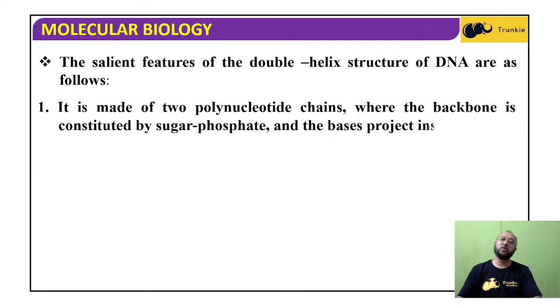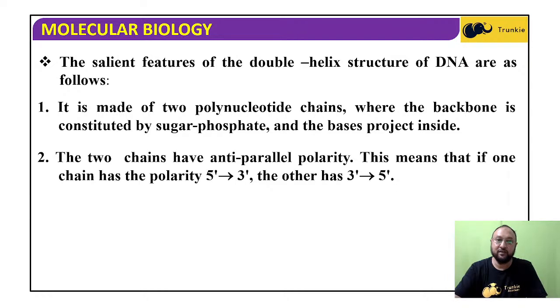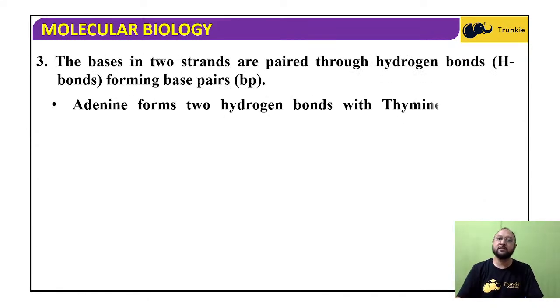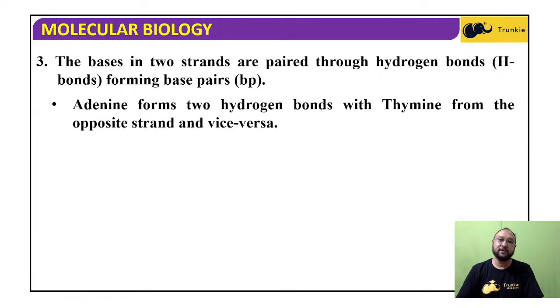It is made up of two polynucleotide chains. Each is a polymer of a nucleotide chain, where the backbone is constituted by sugar-phosphate and the bases project inside. You can see that the two chains have anti-parallel polarity. This means that if one chain has polarity 5' to 3', then the other has 3' to 5', just opposite in direction. The bases in the two strands are paired through hydrogen bonds, forming base pairs.